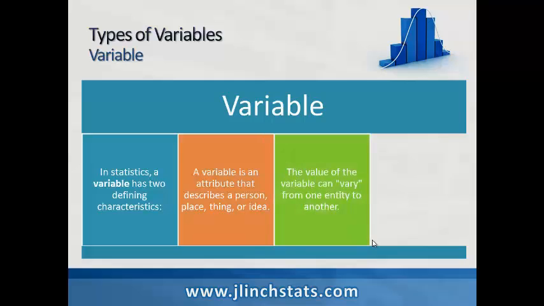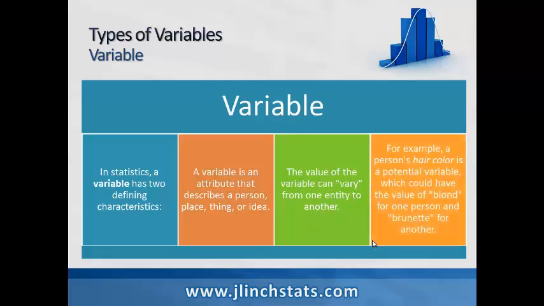The value of the variable can vary from one entity to another. For example, a person's hair color is a potential variable, which could have the value of blonde for one person and brunette for another. So variables in statistics often describe an attribute of a person, place, thing, or idea, and the values can change from one individual to another.